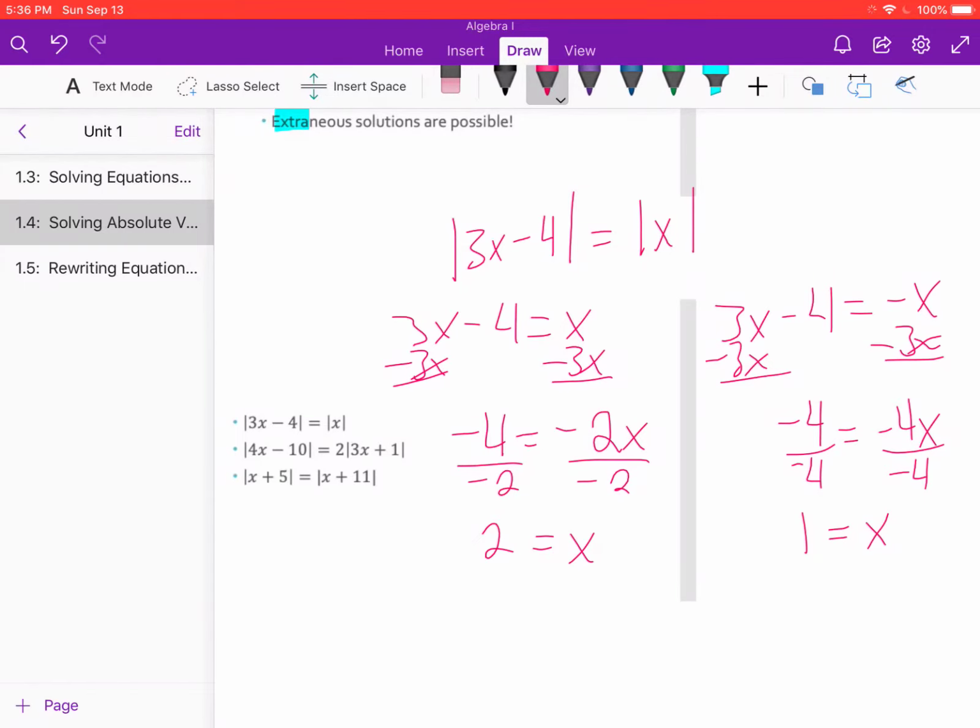Like we did yesterday, we're going to substitute back into our original. Now we're just probably going to have more than one place to do it. So looking at the first answer, 3 times 2 is 6. 6 minus 4 is 2. Absolute value is 2. So I have 2 equals, and then on the right side, absolute value of 2 is 2. So this one worked out. Awesome. Next one, 3 times 1 is 3, minus 4 is negative 1. The absolute value of negative 1 is 1. And then on the other side, the absolute value of 1 is also 1. So this one worked out as well. So we have those 2 solutions.